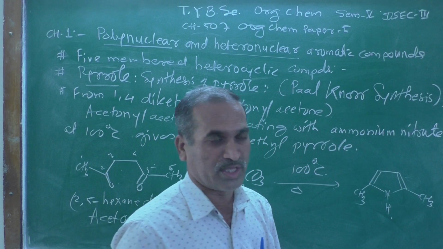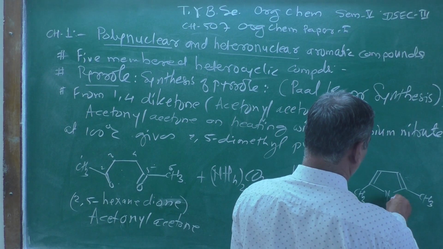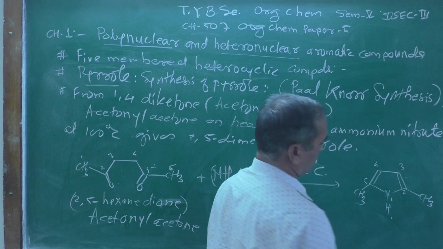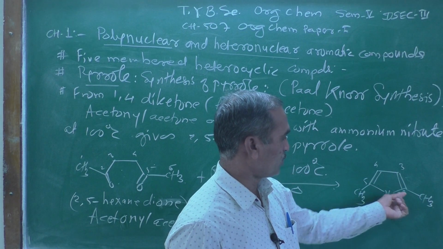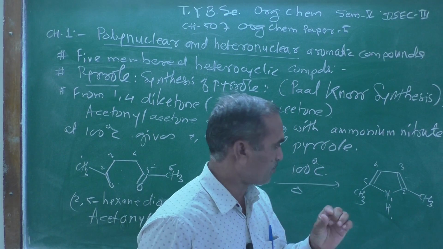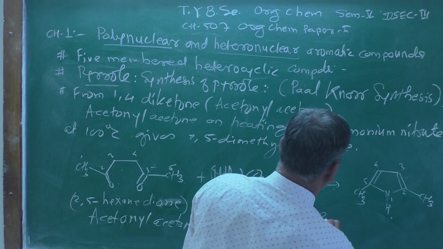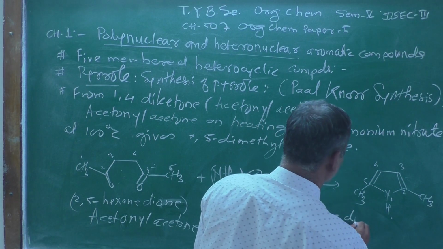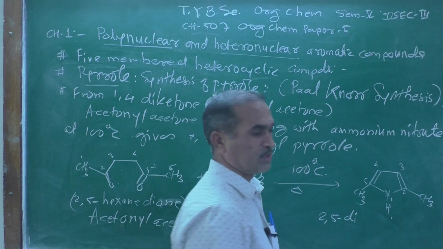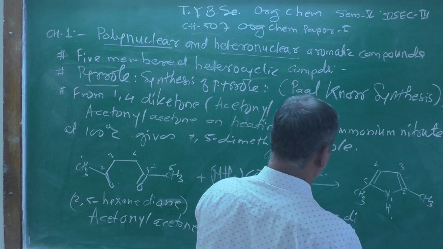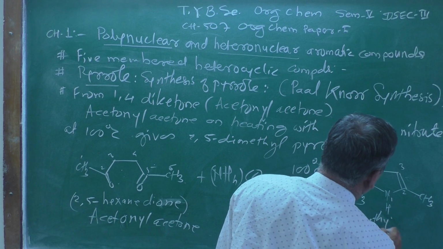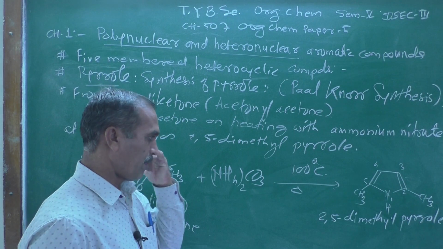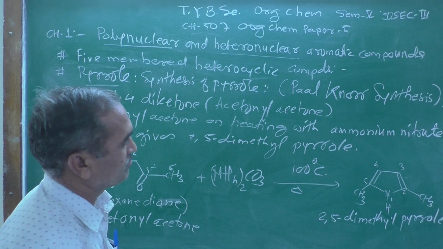And as we know, in the systematic way the numbering starts from the heteroatom: 1, 2, 3, 4, 5. So look at the 2 and 5 positions, there are 2 methyl groups present. So you can call it 2,5. Since there are 2 identical alkyl groups, you use di. So 2,5-dimethyl pyrrole. That is the name of this compound.